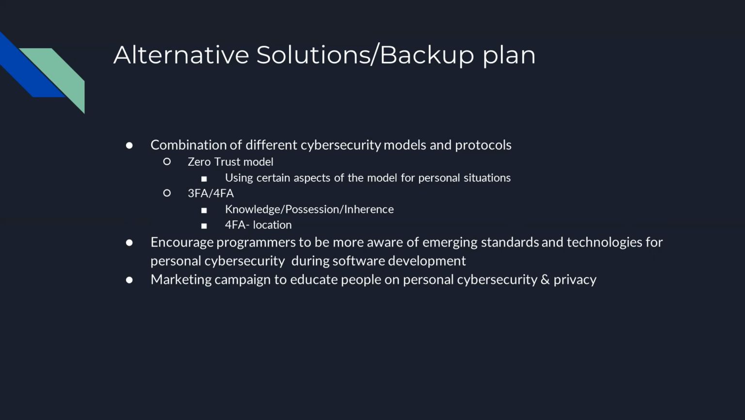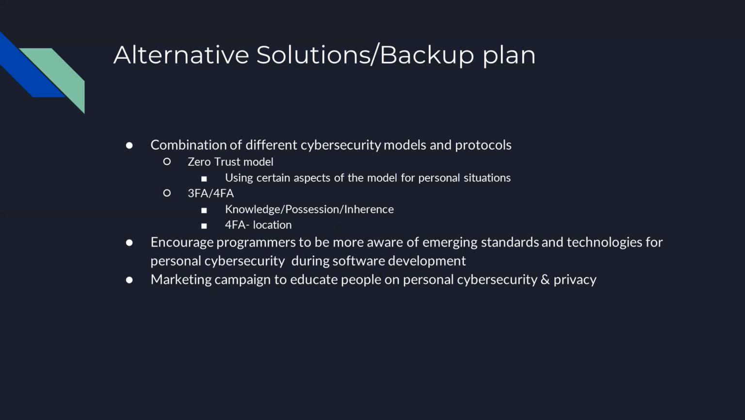We also found that we should encourage programmers to be more aware of emerging standards and technologies for personal cybersecurity during software development. Embedding privacy in cybersecurity requires a new type of thinking, so to speak, regarding the balance of security and privacy. An important future work can be to identify and develop new metrics for quantifying the level of security protection and privacy harm of a given system.